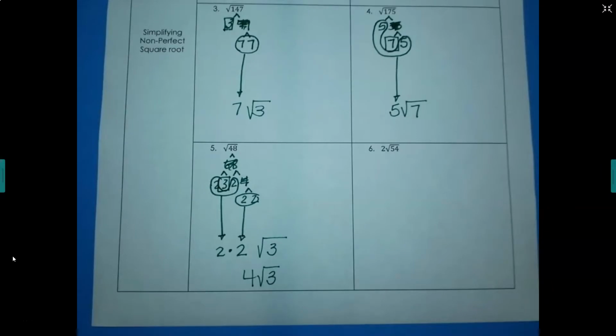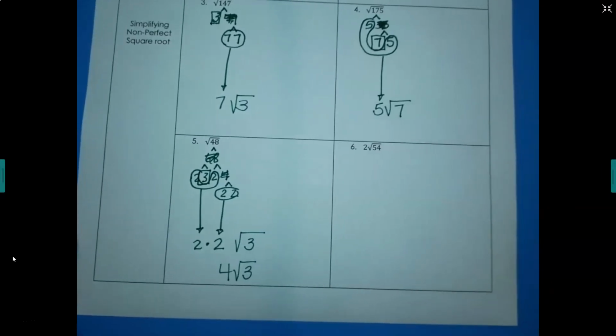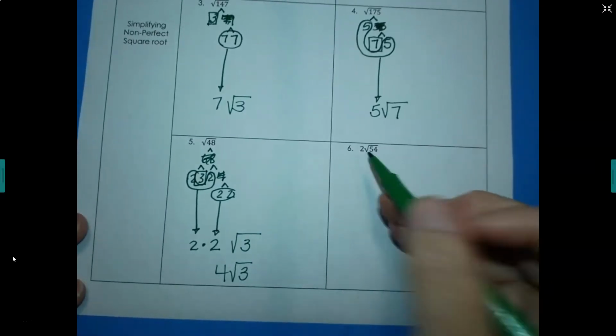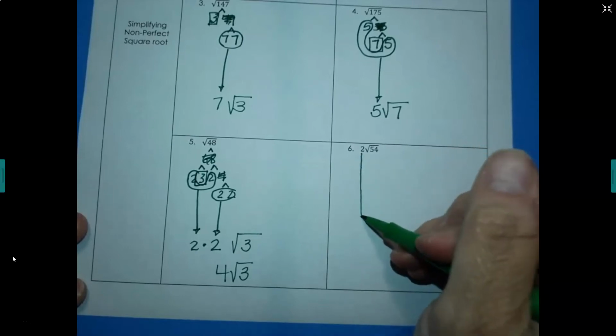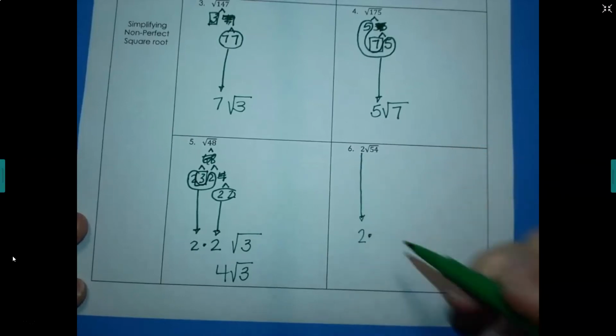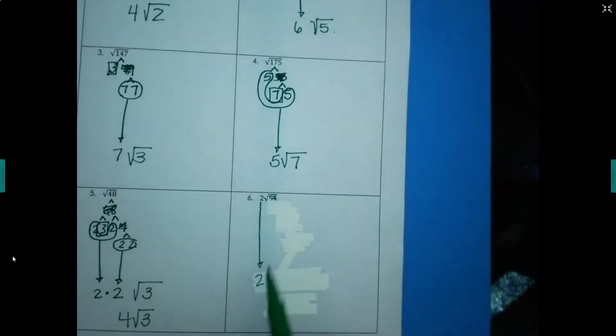All right, one last example, and you can go do your practice assignment. This one has a coefficient, so I'm just going to remind you, bring the coefficient along. Remember, whatever's on the outside, you're going to multiply it to whatever else comes out.